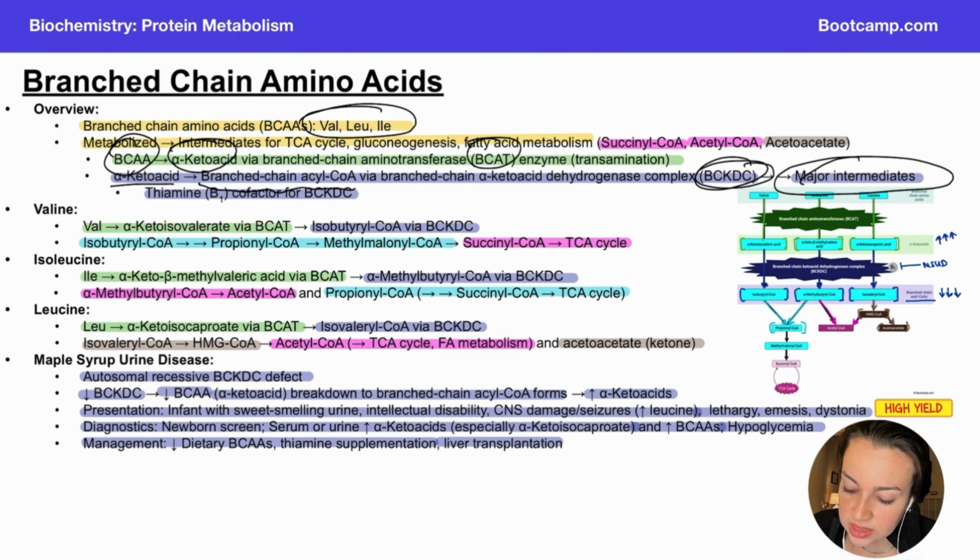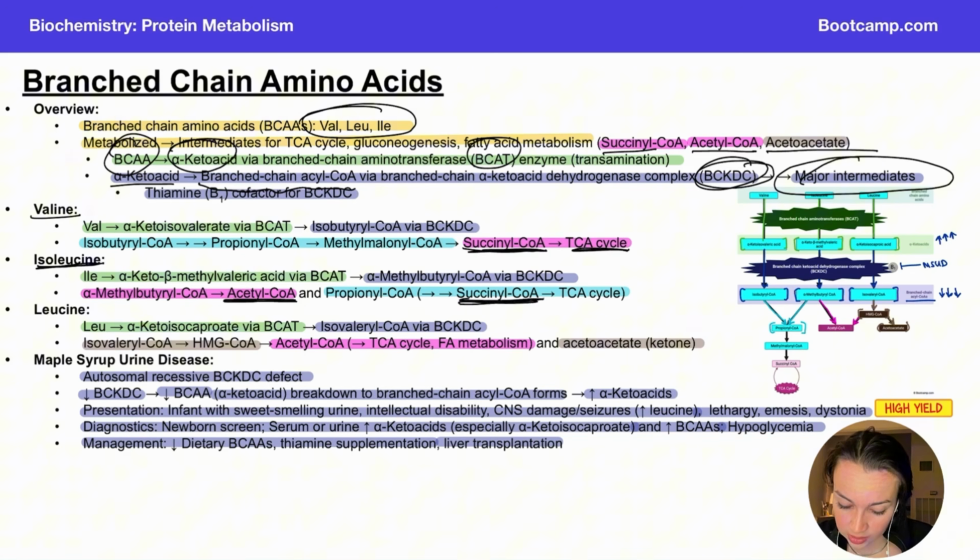Those big names were succinyl-CoA, acetyl-CoA, and acetoacetate. And different BCAAs could make different combinations of those. So valine metabolism will create succinyl-CoA, which is a TCA cycle intermediate. Isoleucine metabolism will form acetyl-CoA as well as succinyl-CoA, and leucine metabolism will form acetyl-CoA as well as acetoacetate, which is a ketone.